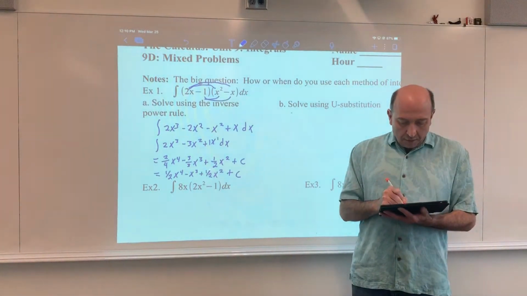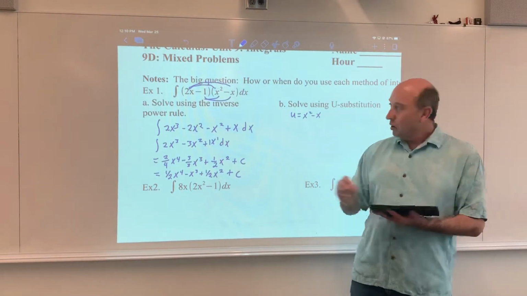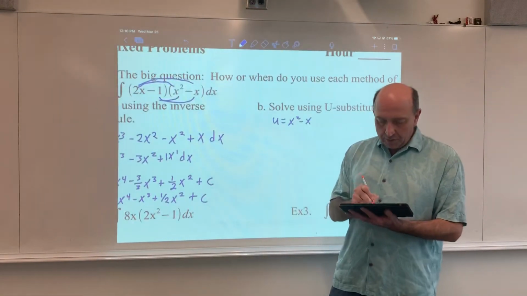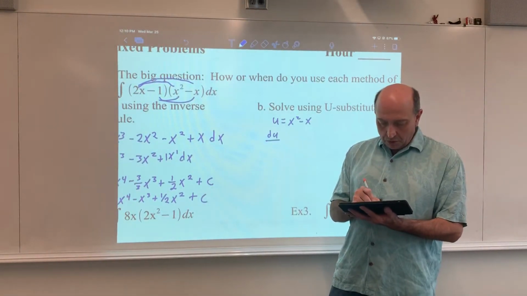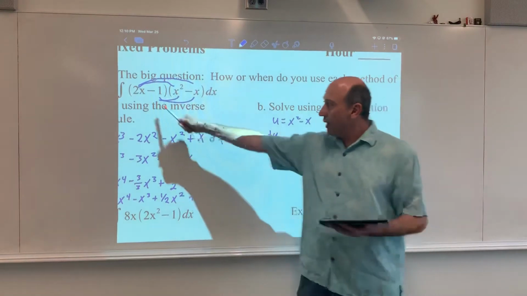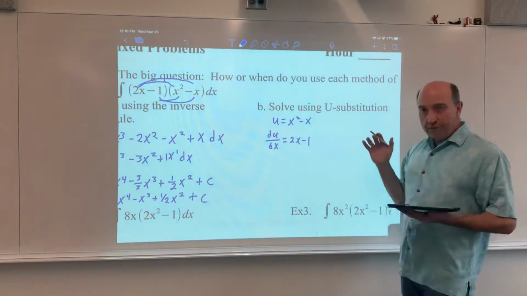What if the inner formula were x squared minus x? Or we could have guessed 2x minus 1. Now the derivative of u with respect to x is 2x minus 1. Holy cow, that's what that is. So I think we've done it.